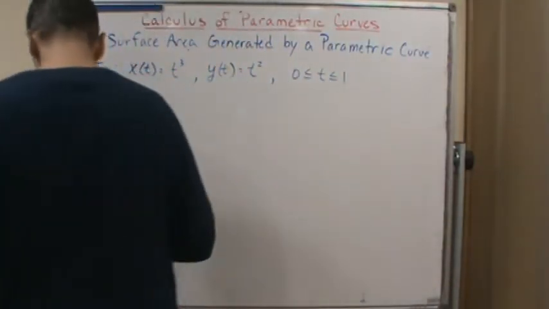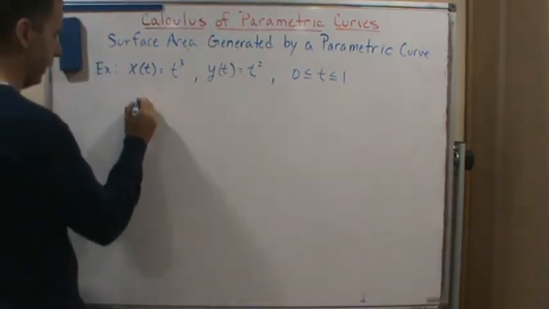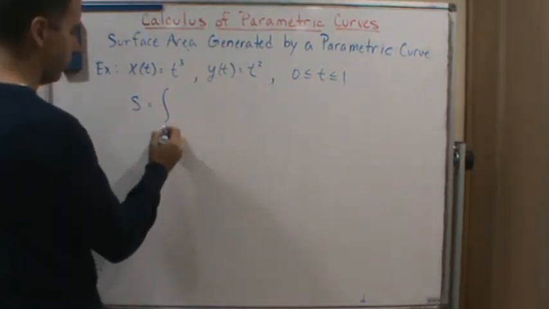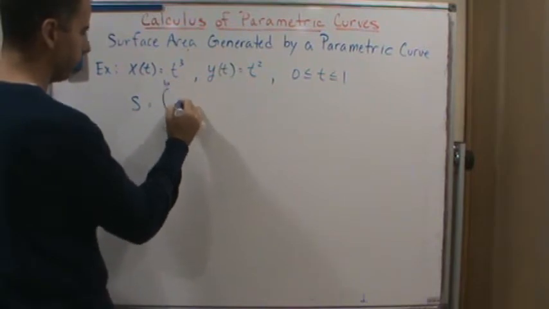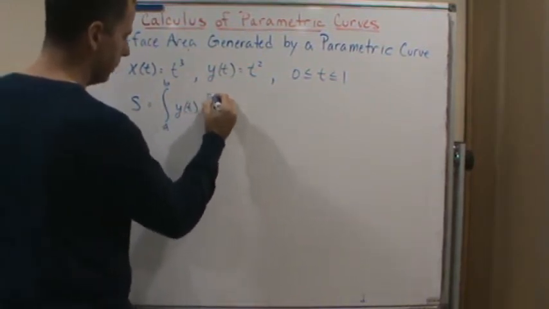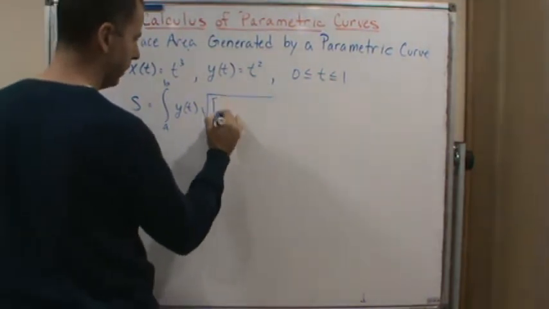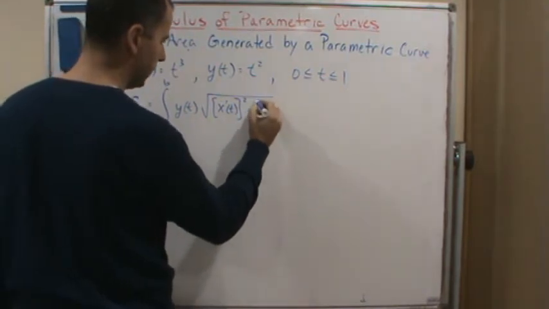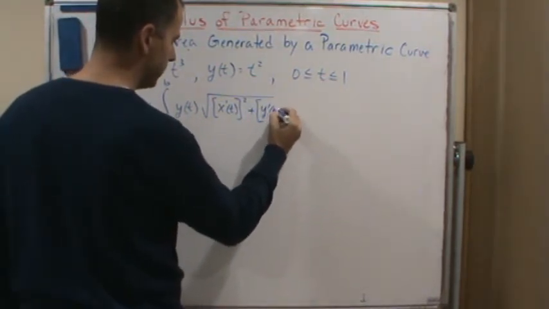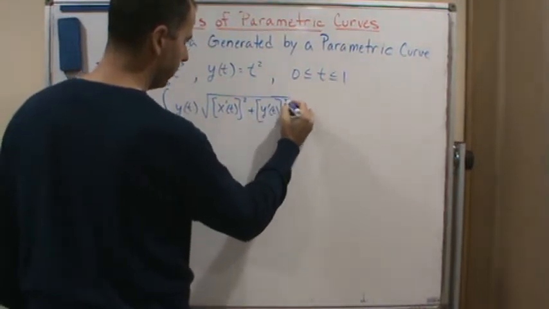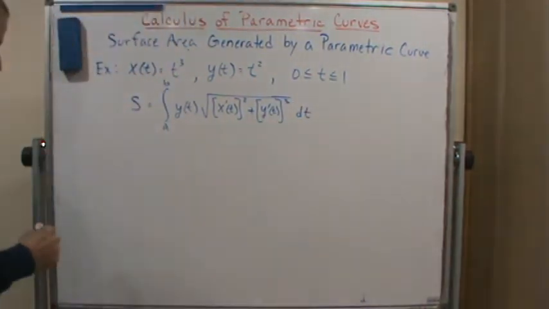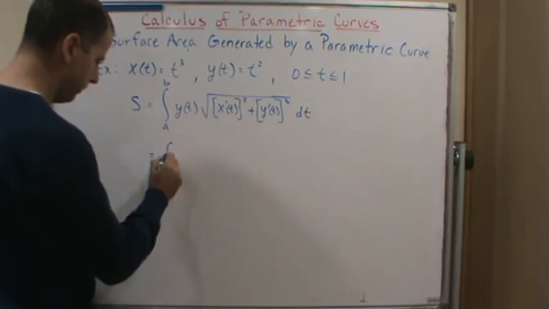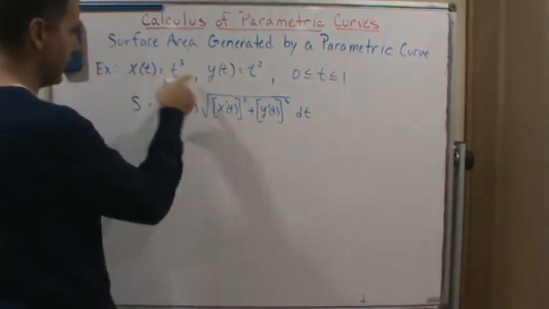Okay, so in this case again we're going to use the formula for surface area for our parametric curve, which is the integral from a to b of y of t times the square root of the quantity x prime of t, quantity squared, plus y prime of t, quantity squared, dt. And again, I'm just going to plug in what I know. So we're going from 0 to 1. y of t, that's t squared.